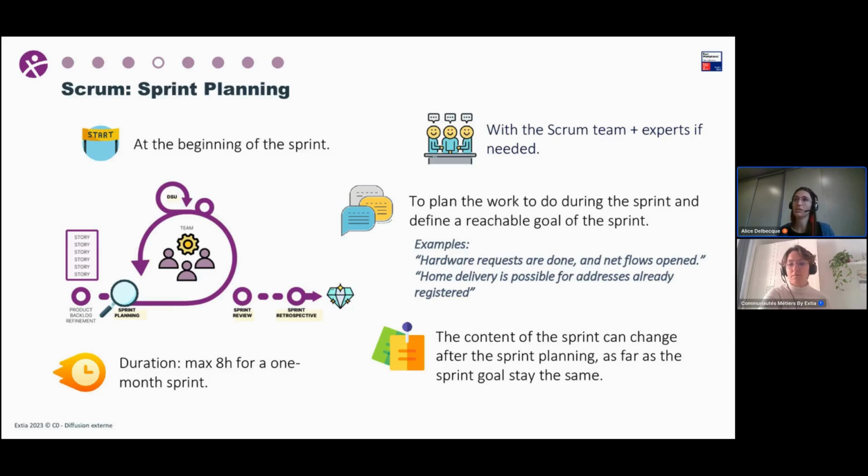In fact, this is the only reason why a sprint can be cancelled: if the sprint goal becomes obsolete. In this case, the product owner, because he's the only one who can say that, can say that he cancels the sprint. So at the end of this meeting, the team has a plan of the work to do and a goal to reach for the sprint.